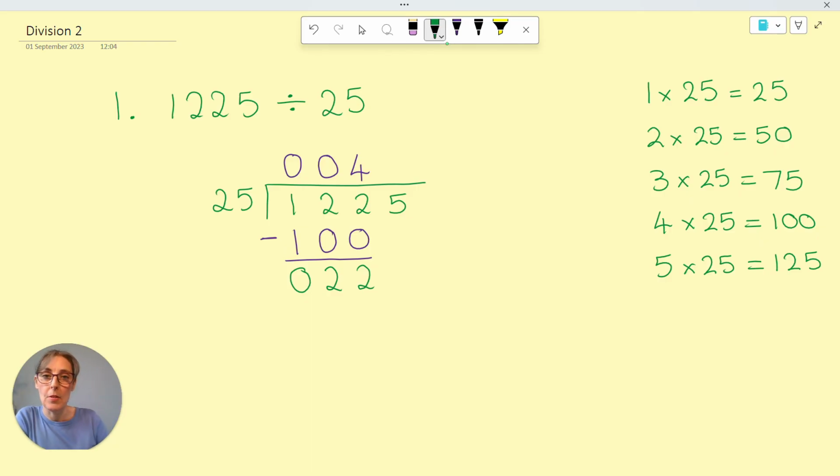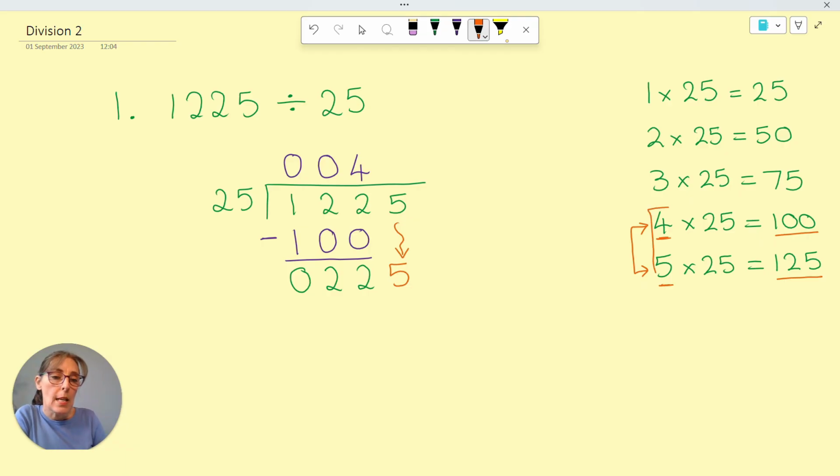But we've got this 5 floating around. So we're going to bring that down. So we're going to bring down the 5. Now we've got the number 225. I know that 5 times 25 is 125. If I look at those two facts there, 4 lots of 25 gives us 100, and 5 lots of 25 gives us 125. If I add 100 and 125 together, that's 225, which is what I've got.